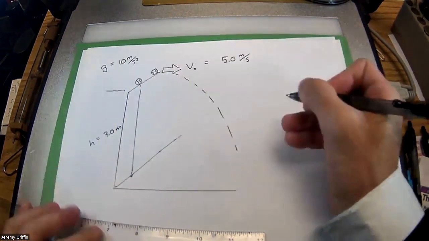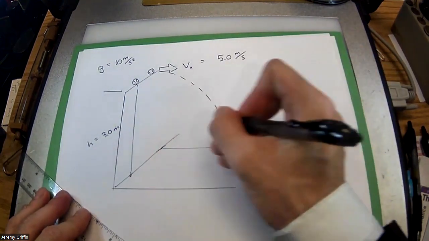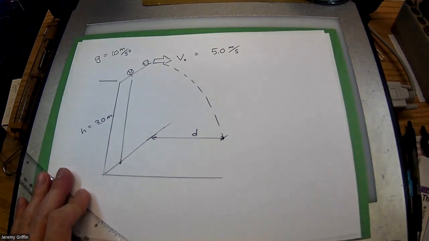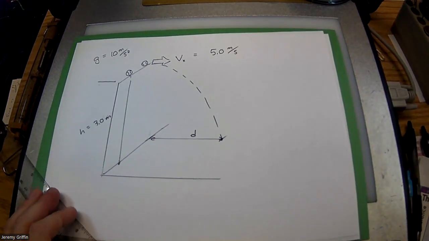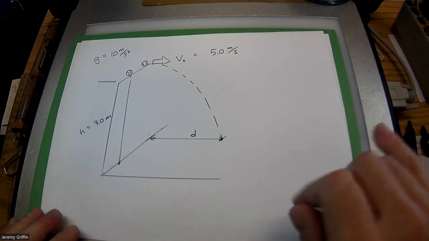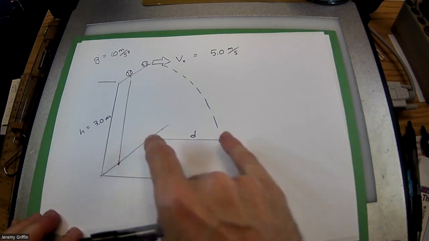This is your point. Land some distance away. Maybe I'll call this distance d. There could be some distance d that it goes. So let's ask questions about these two scenarios. Let's start figuring out, what is that distance d?